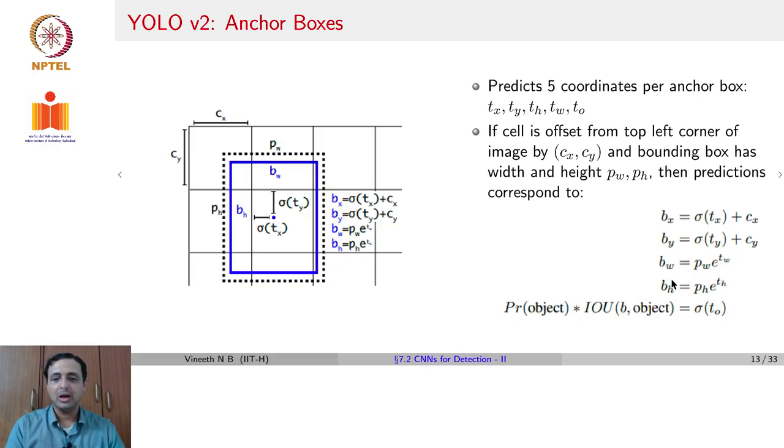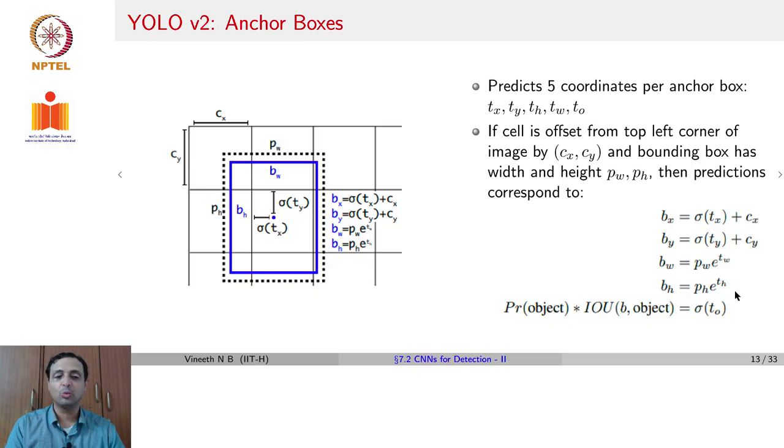And bw and bh are written in terms of scaling multiples over pw and ph. So bw is pw times exponent of tw. So tw is a predicted quantity, and bw is given by what scaling factor you should change the width or the height by. It's similar to predicting an offset, but the offset is a multiplicative factor for width and height. And finally, the probability of the object times the IOU, which is the quantity that we just saw for YOLO v1, is sigma of to. That's the conditional class probability.